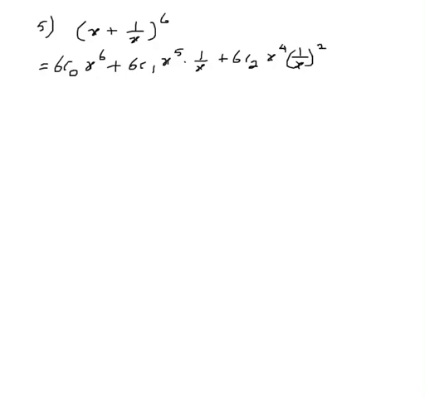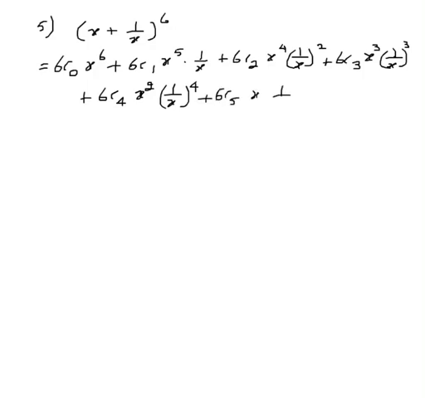Question number 5. Binomial expansion of x plus 1 by x whole raised to 6. 6c0 x raised to 6 plus 6c1 x raised to 5 times 1 over x plus 6c2 x raised to 4 times 1 over x the whole square plus 6c3 x raised to 3 times 1 over x the whole cube plus 6c4 x raised to 2, 1 over x raised to 4, plus 6c5 x and 1 over x raised to 5, plus 6c6 1 over x whole raised to 6.